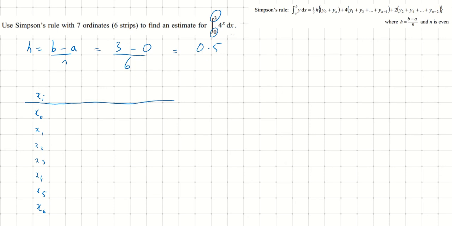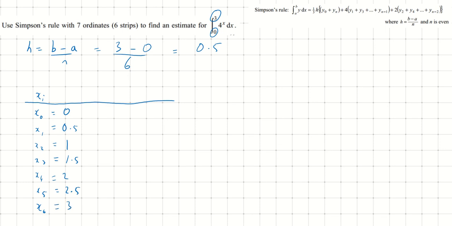And what are they? Well, x0 is our starting value, so the lower bound of the integral. So x0 is just 0. Then to get x1, all we're going to do is add h to x0. So 0 plus 0.5 is 0.5. To get x2, we're going to add h again, so add another 0.5, and keep adding our value of h each time. Okay, so they're the values of x.